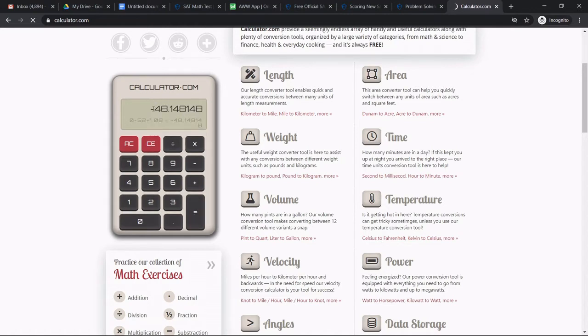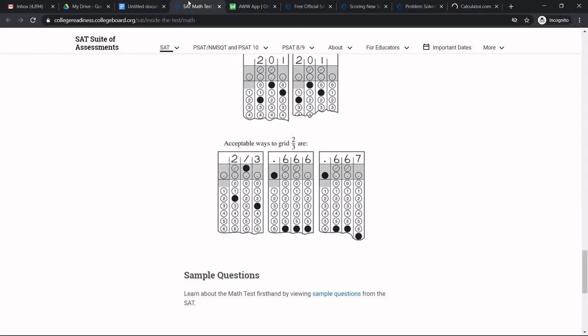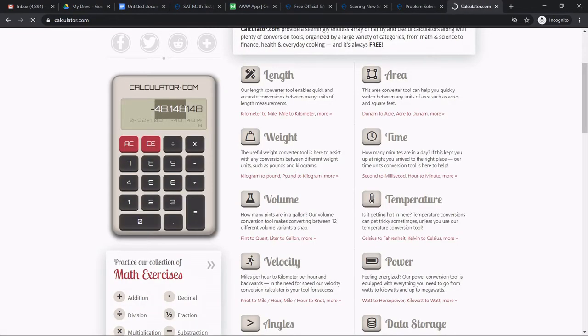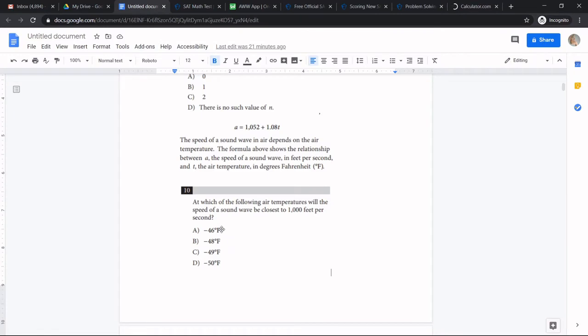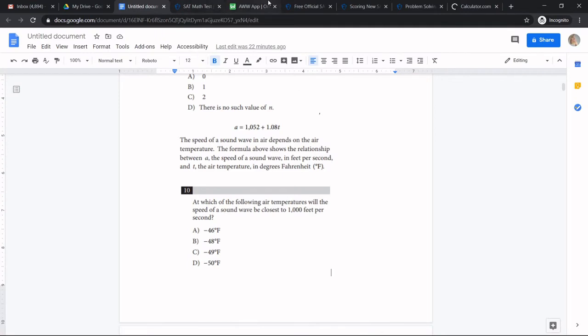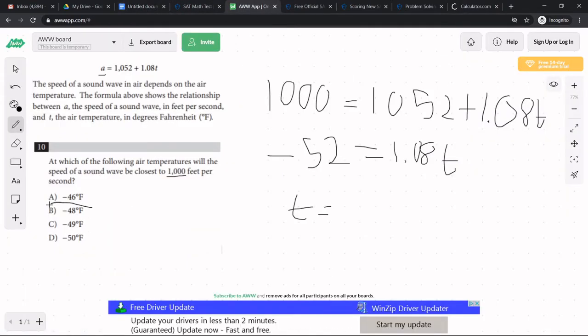And we get negative 48.148 repeating, but for our case, we know that's negative 48.148, and we want it to be a whole number, but as close to 1,000 as possible. So we know it's going to round to negative 48. That's closer than negative 49, because it's only 1.48 off. So our answer for this question is going to be negative 48.